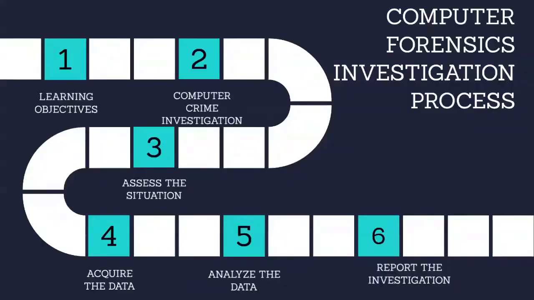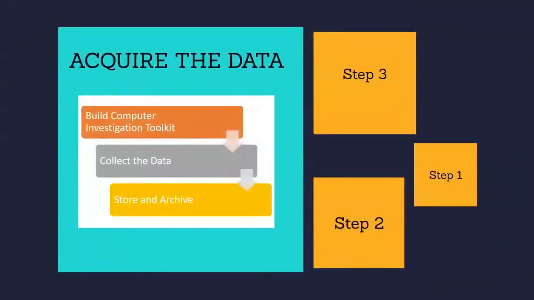The next phase of the computer investigation model is acquire the data. This phase discusses how to acquire the data that is necessary for the investigation. Some computer investigation data is fragile, highly volatile, and can be easily modified or damaged. Therefore, you need to ensure that the data is collected and preserved correctly prior to analysis. Use the three-step process as shown on the screen.